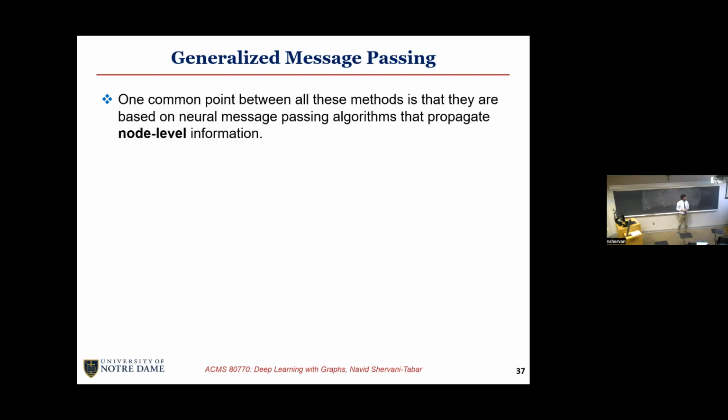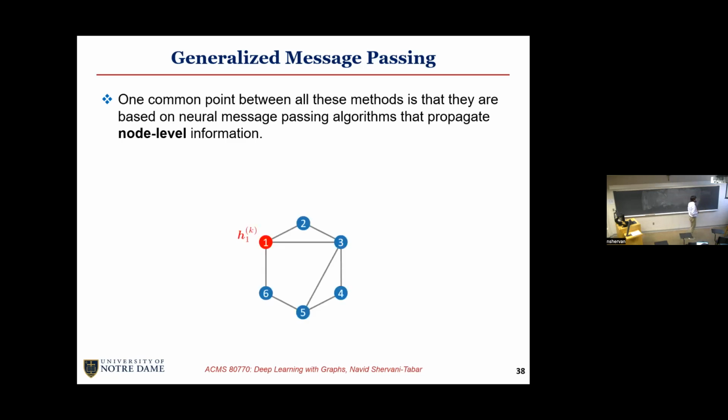All right, so in the last session, we discussed 4 different types of graph neural networks, including GIN, GAT, GCN, and GraphSAGE. There's one common point between all these methods, and that's the fact that they are working on a node level. They are propagating information on a node level.